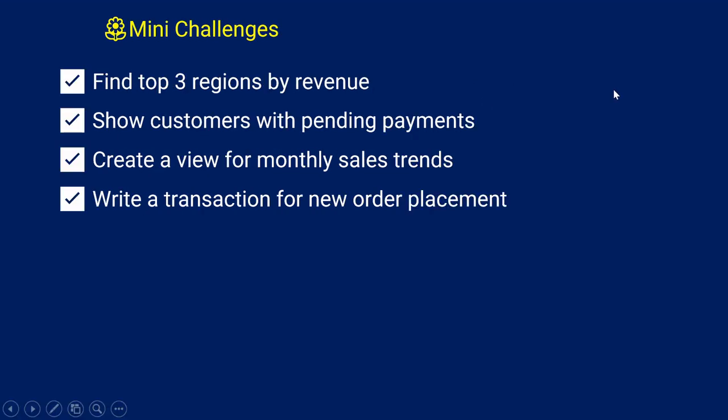Here are mini challenges. Find the top 3 regions by revenue. Show customers with pending payments. Create a view for monthly sales trends and write a transaction for new order placement.